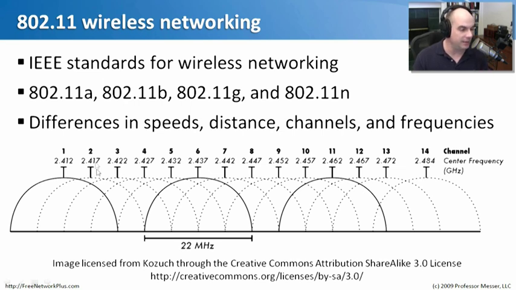Now, one thing you'll notice is that is the center of the frequency, but the frequency itself is 22 megahertz wide. That means that channel 1 overlaps a little bit with channel 2 and a little bit with channel 3. Channel 4 even overlaps a little bit there. If you really wanted to be sure that multiple access points in your environment could work wirelessly and not conflict with each other, they need to be on channels that don't overlap. So in the United States, we use channels 1 through 11, and you'll notice channel 1, channel 6, and channel 11 are examples of channels that do not overlap or touch each other.